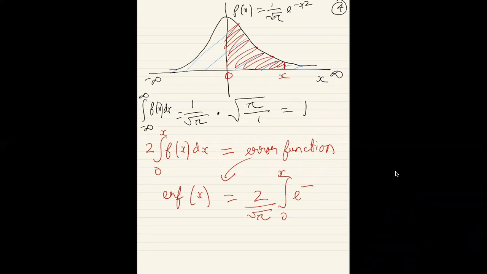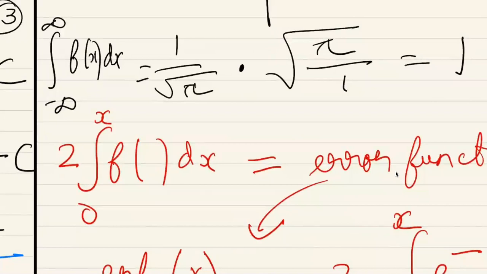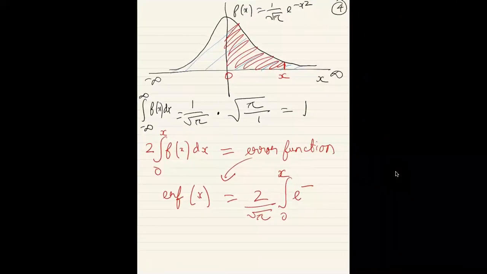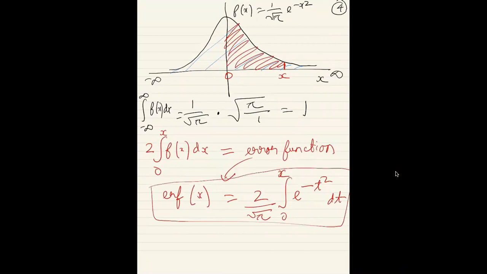So one way to deal with that is to, instead of x, let's leave it there, but we can just change the name. What's in a name, as Shakespeare said. So we can call it e to the power minus t squared dt. So this is an important function that shows up.